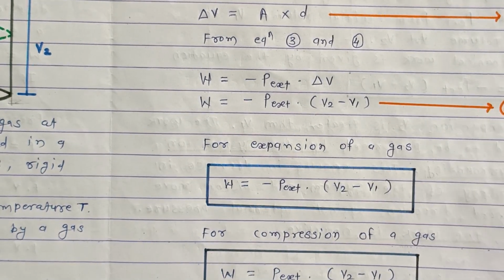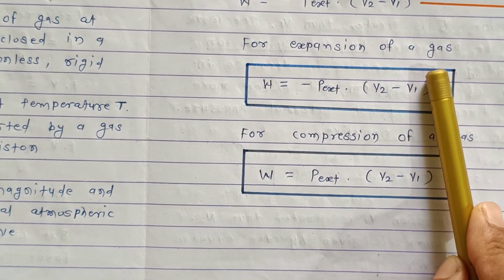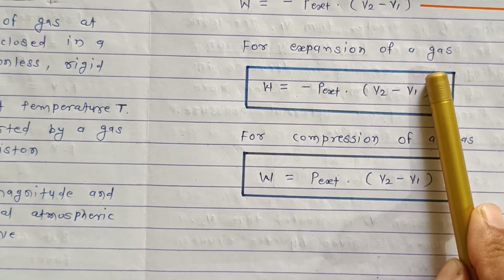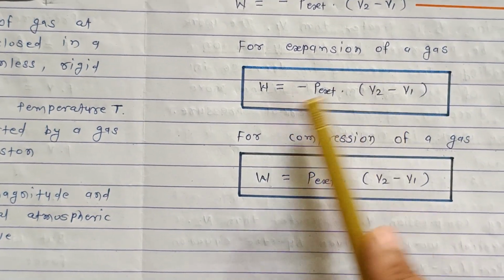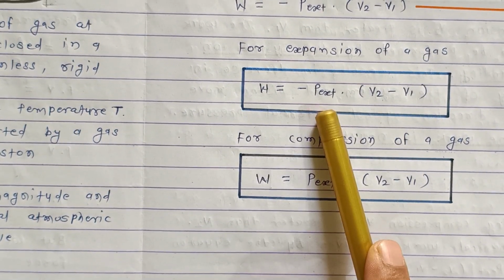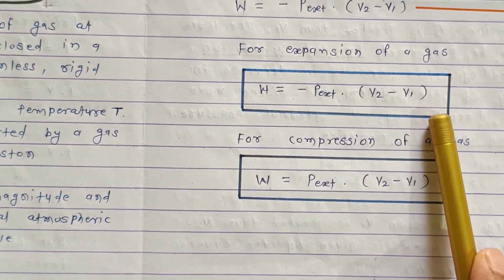So this derivation we have taken for expansion of the gas. You know that when the gas is allowed to expand, the piston moves in an upward direction. So work done is negative. That's why W is equal to minus P external into delta V, meaning minus P external into V2 minus V1.